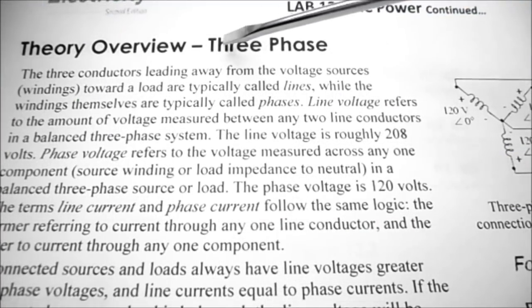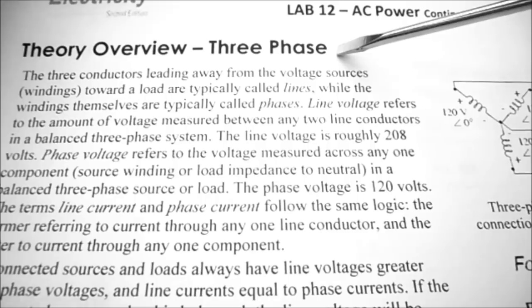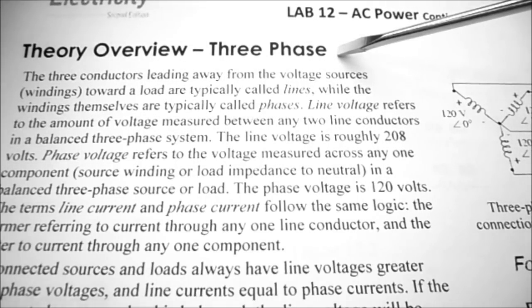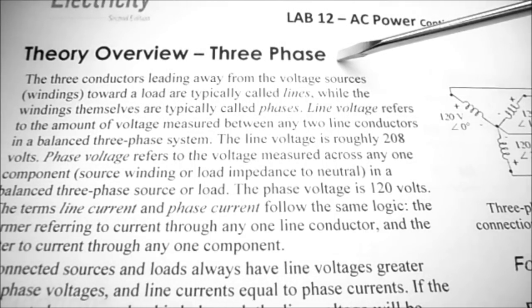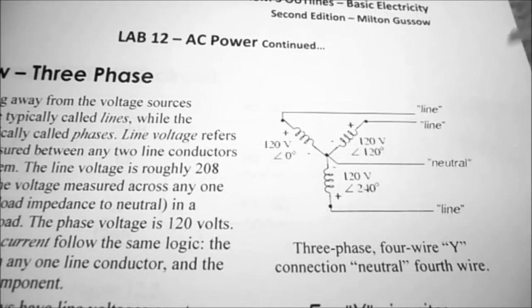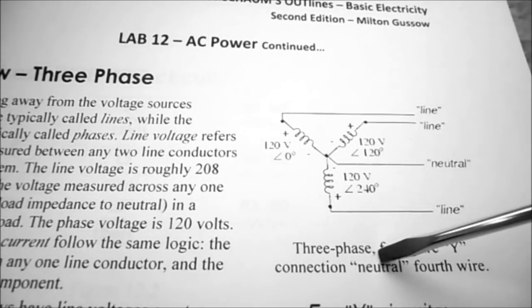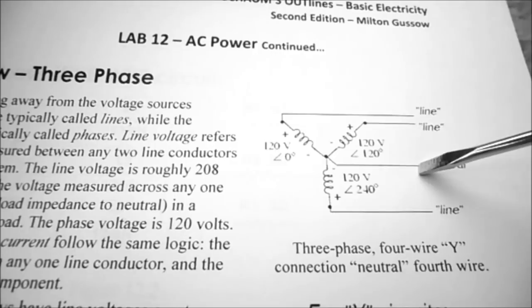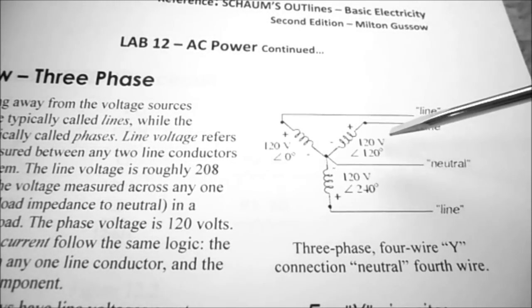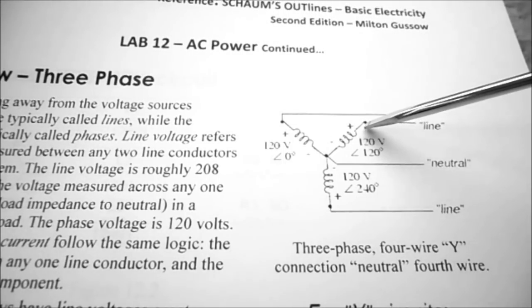I've given you a theory overview for the three-phase system. All the calculations we do for single phase are the same for the three-phase, and if they're a balanced load, each of the powers for each line should be the same. I just want to remind you, in a three-phase, four-wire Y connection, neutral is the fourth wire, and if it's a balanced load, there should be no current flowing through the neutral. Phase voltage refers to the voltage measured across any one component. So a phase voltage would be across a component.